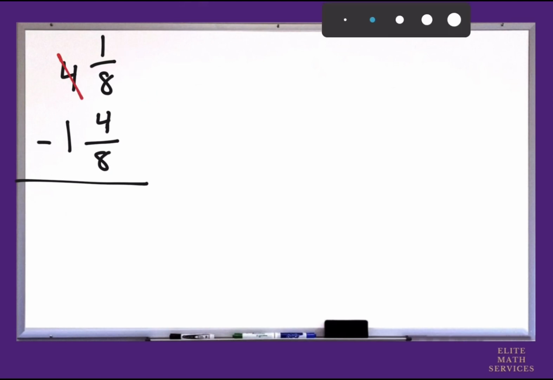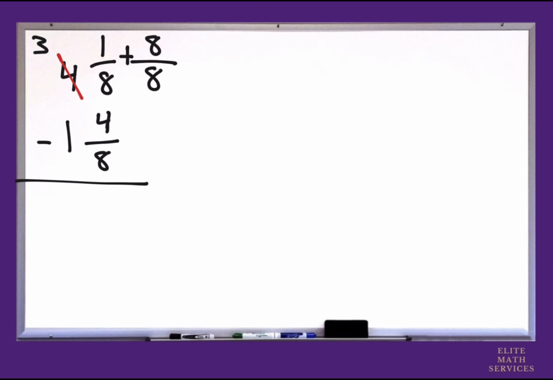We're going to borrow from the 4, which now becomes a 3. Remember, we must create a fraction out of the whole number we just borrowed, and it must have the same denominator, which is 8. So in order to make this a whole, we put the same number as the numerator. 8 over 8 is equal to 1 whole. Now we add our numerators. 1 plus 8 gives us 9 over 8.